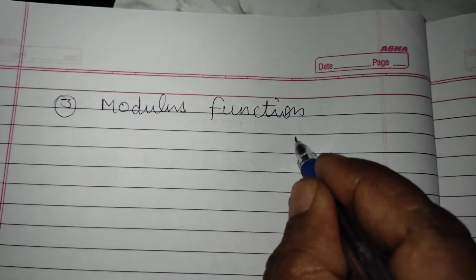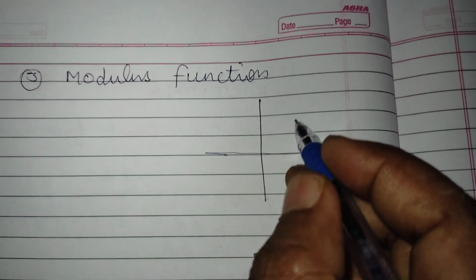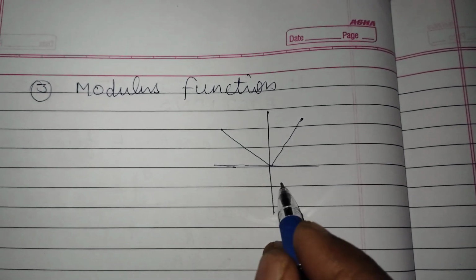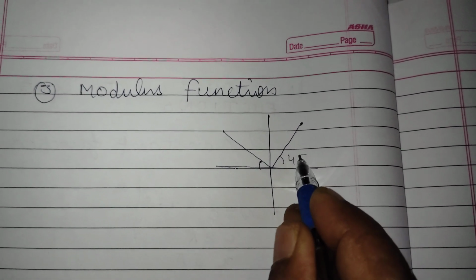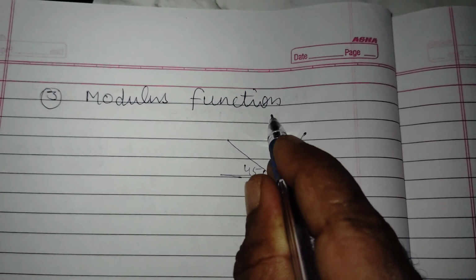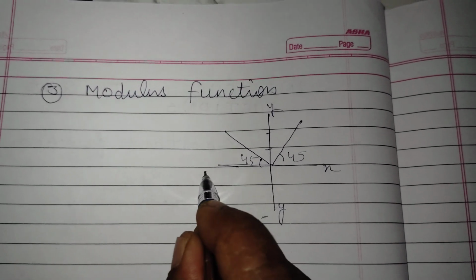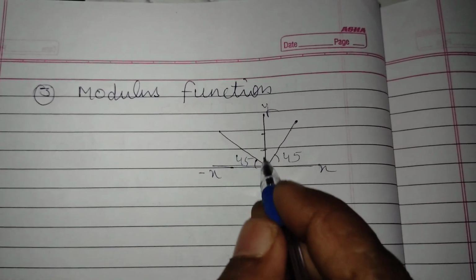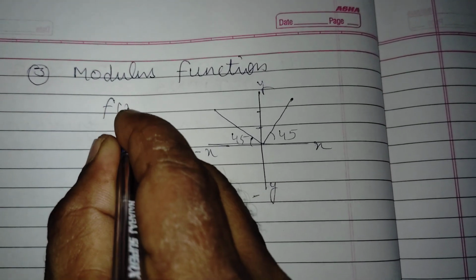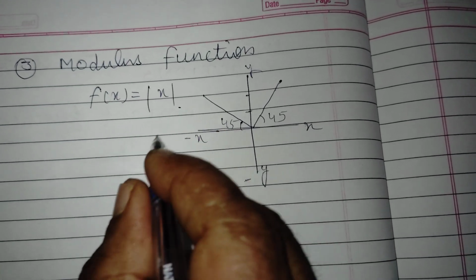Next one is the modulus function. The modulus function graph always lies in the first and second quadrant. Suppose this is the graph of the modulus function. It makes a 45-degree line on both sides. This is the modulus function, and vertically is y, horizontally is x. So this graph indicates the modulus function, and these two lines are represented by the modulus function.